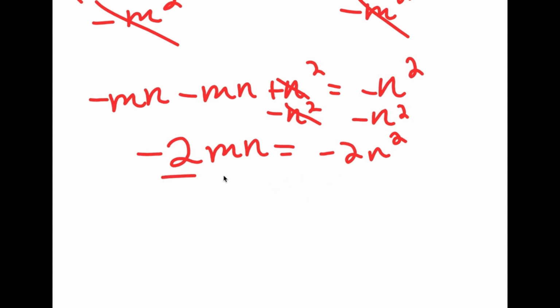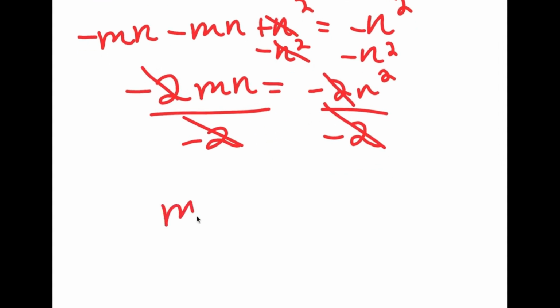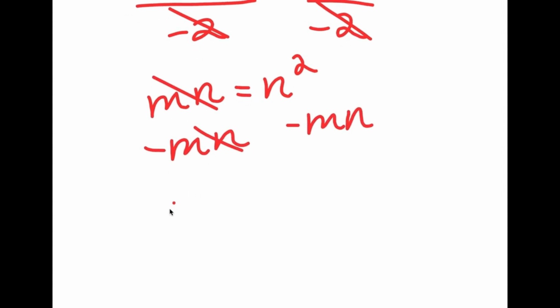Now from here, I can divide both sides by negative 2. So then these two negative 2's cancel out, these two negative 2's cancel out, and I'm simply left with mn is equal to n squared. Now from here, I'm going to subtract mn on both sides. So then these two cancel out, and I get n squared minus mn is equal to 0.